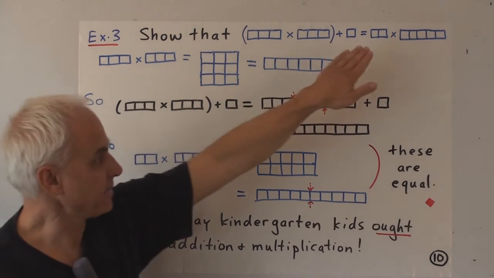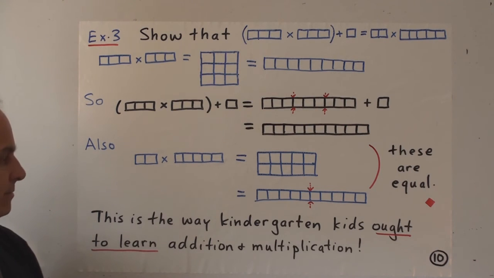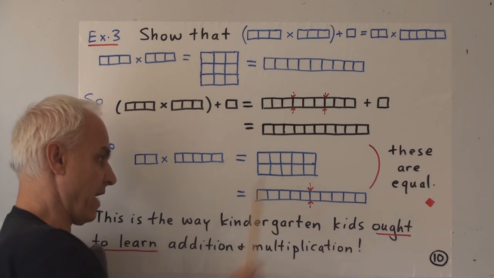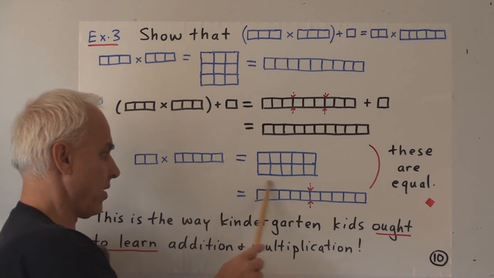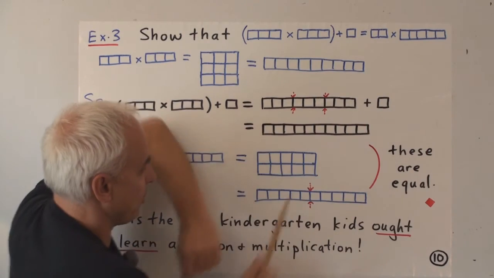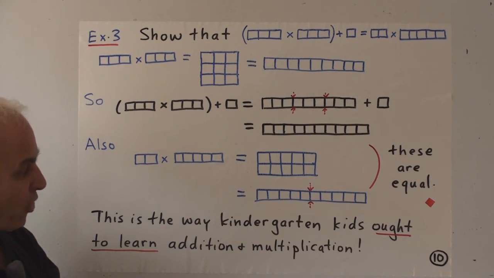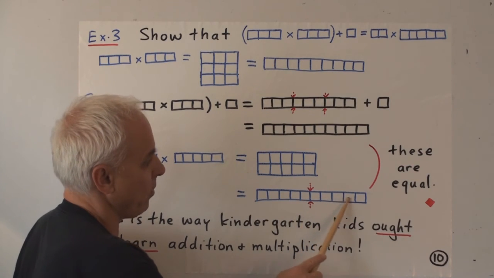Also, on the right-hand side, 1, 1 times 1, 1, 1, 1, 1. We have to make a 2 by 5 rectangle, 1, 1 rows, and 1, 1, 1, 1, 1 columns. Then we separate that into forming a row rectangle, and the answer is ten 1s.